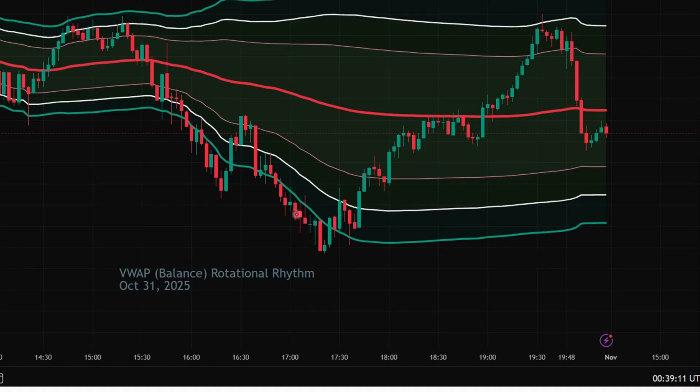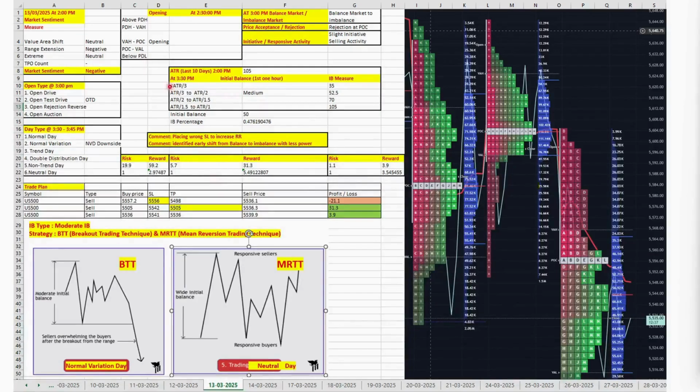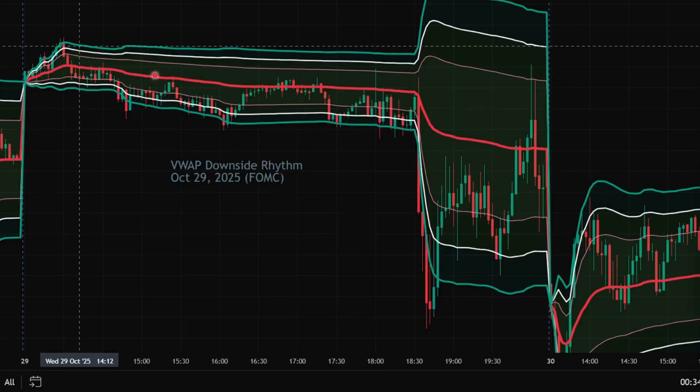It's important to note that while the VWAP with standard deviation bands provides valuable insight, it should not be used in isolation. We must combine it with our comprehensive market profile approach, which we have developed from pre-market session to post-market analysis. During the trading session, particularly around 3 p.m., we will use the VWAP as an additional tool to help identify shifts between balance and imbalance.